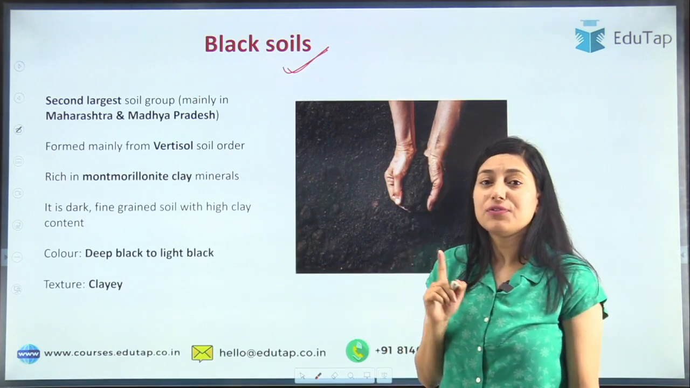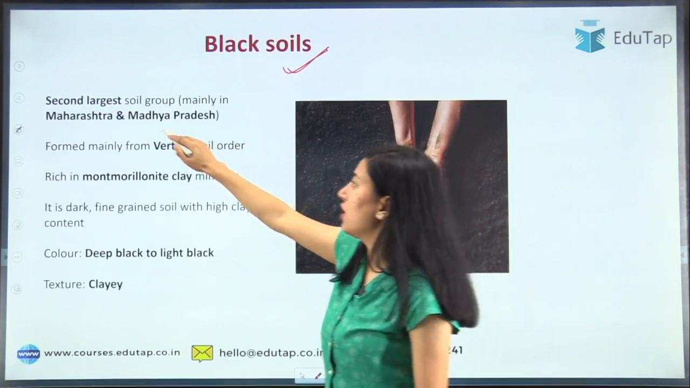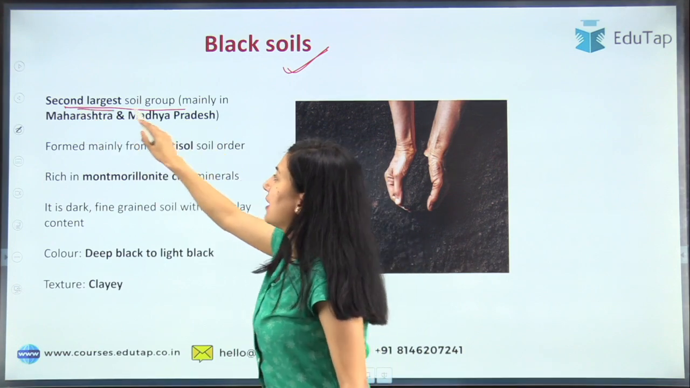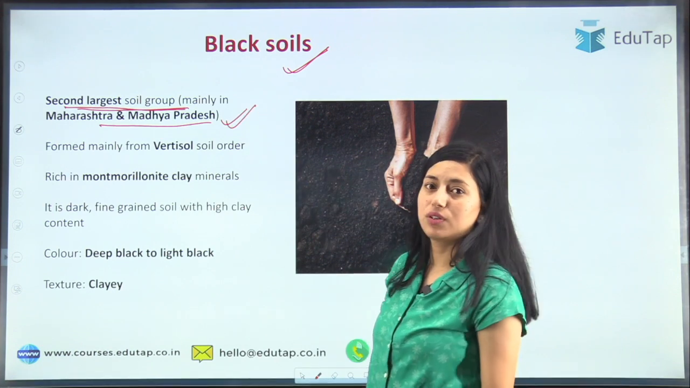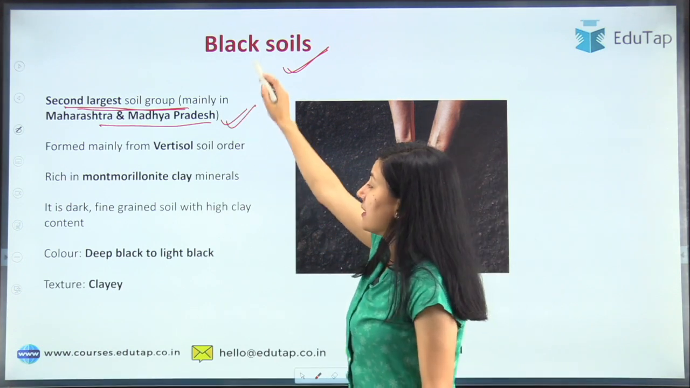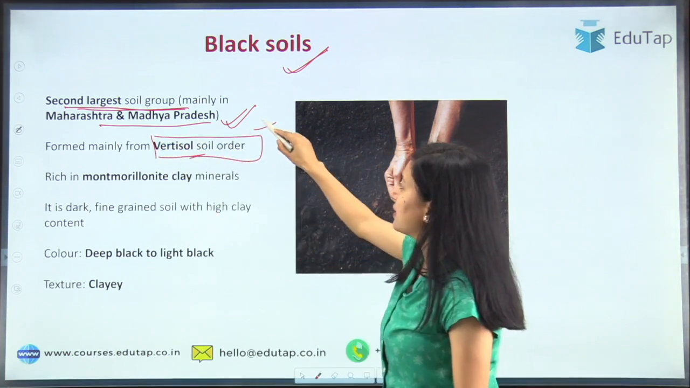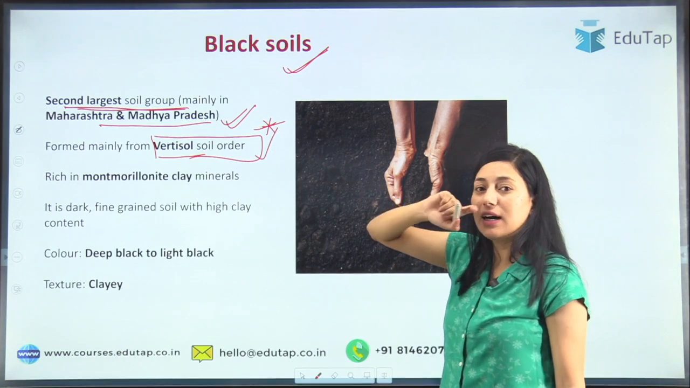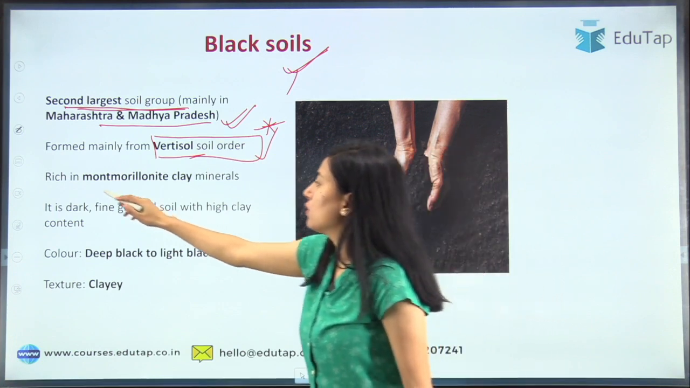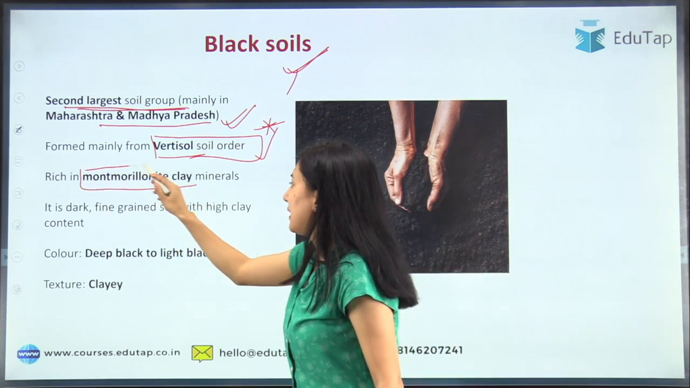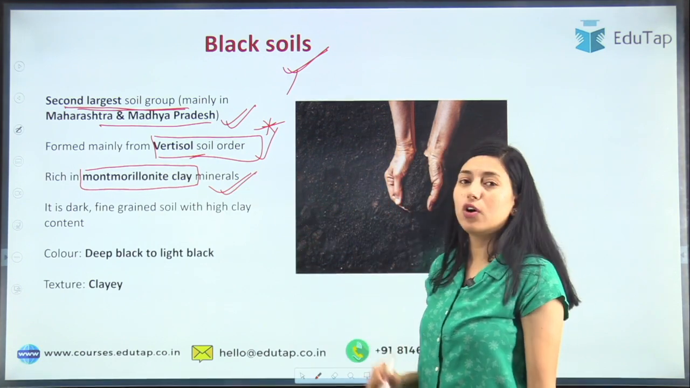Students, alluvial was the largest group, and the second largest is your black soil, which is mainly present in Maharashtra and Madhya Pradesh. Okay, students, it is formed from the Vertisol soil order. We have discussed that Vertisol soil order are those from which the black soils are formed. And this black soil is also rich in montmorillonite clay mineral, so the predominant clay mineral in the black soil is montmorillonite.